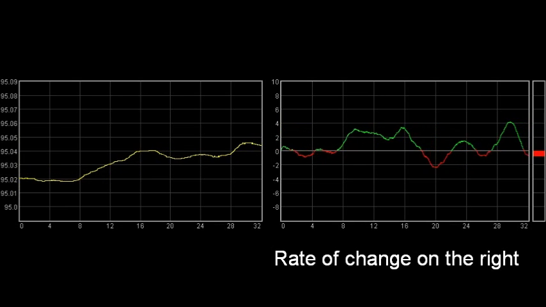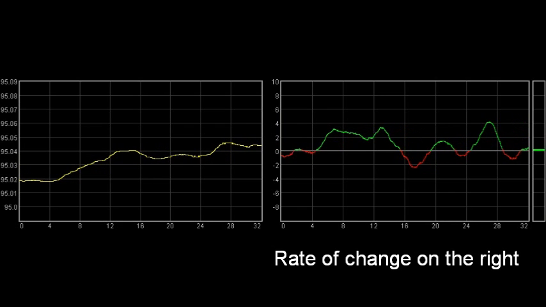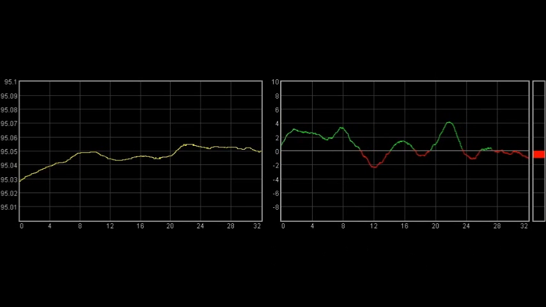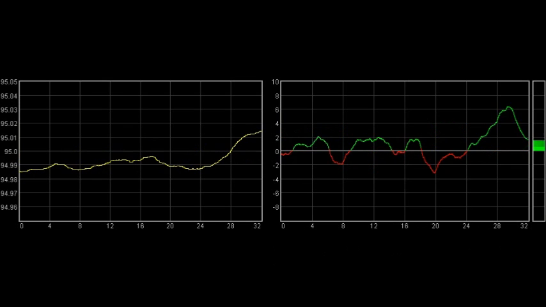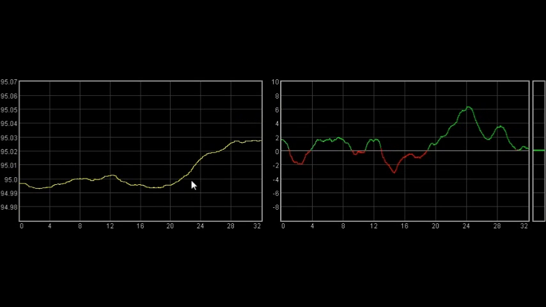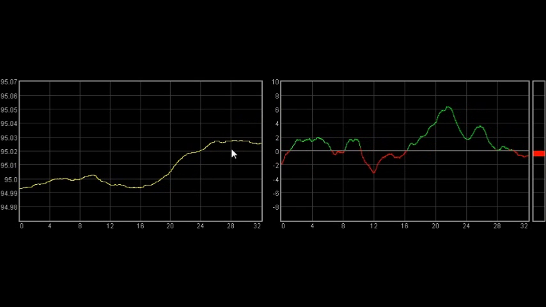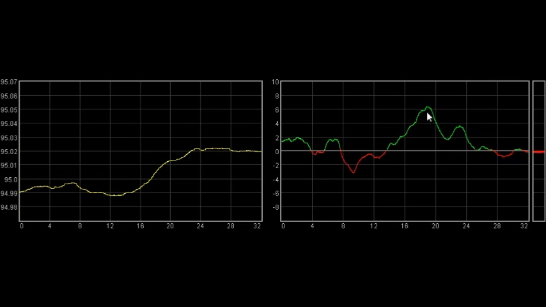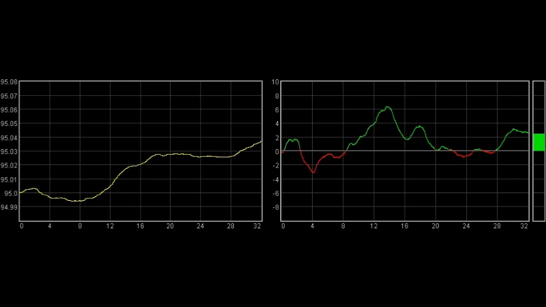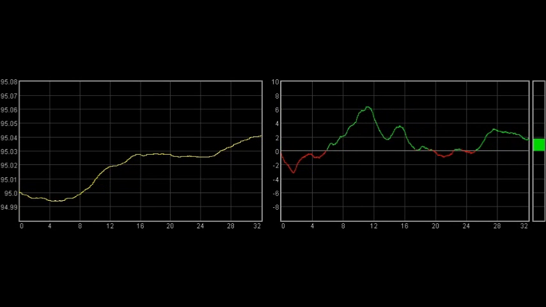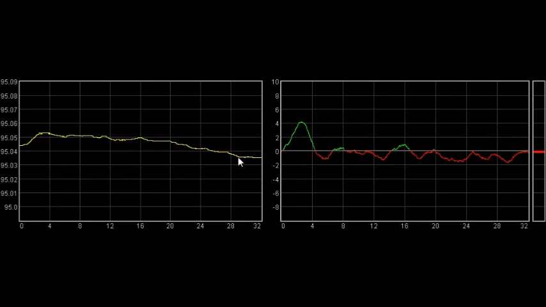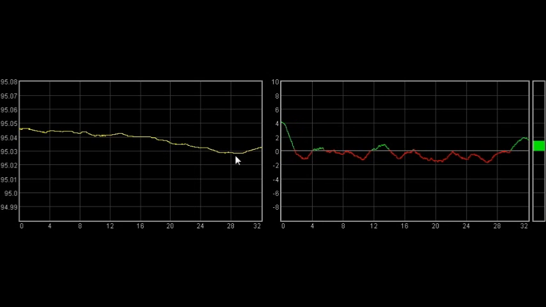The chart on the right shows the rate of change of infrared temperature. It's the equivalent of the slope or gradient of the left-hand chart. You can see that when the temperature is increasing, as it is here, the rate of change graph goes above zero and shows as green here. The faster the increase, the higher the green trace goes. When the temperature starts to fall, as it does here, the rate of change goes below zero and shows as red here.